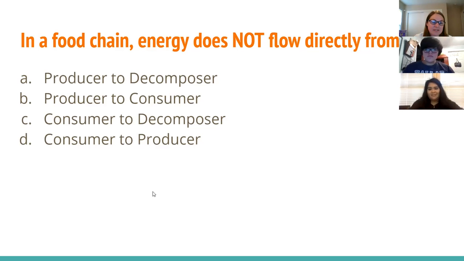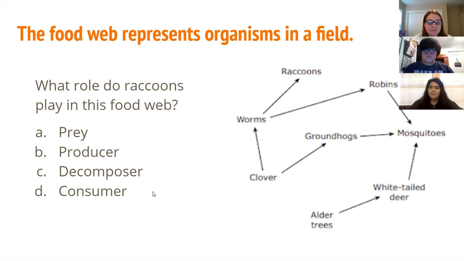Okay, all right, we're gonna move on to the next question. So we're looking at a food web and organisms in a field, and it's asking what role do raccoons play in this food web? And again, thumbs up when you're ready to move on to the next question.